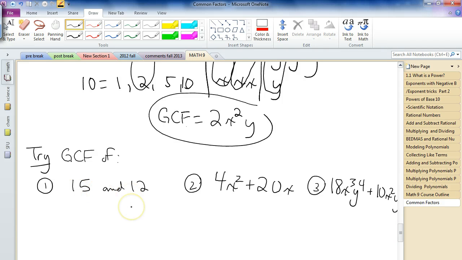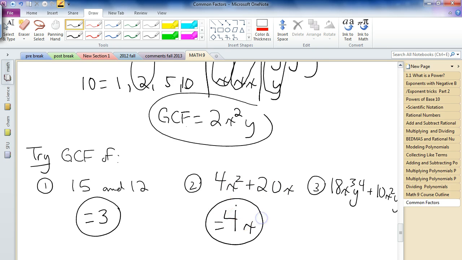What do you know about 15 and 12? What's the biggest number that goes in 15 and 12? You could write out the factors and do the circling thing, but hopefully you realize that 15 and 12, the biggest number that goes into them is 3. So that's your GCF there. How about here? Separate the numbers from the variables. What's the biggest number that goes into 4 and 20? Well, 4 does. They both have x's. This only has the 1x. This has 2, but they at least have 1x, both of them. So 4x is their common factor.